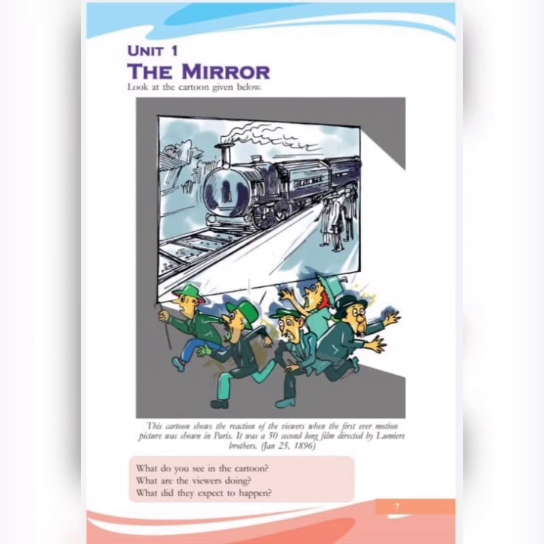Then, here are 3 questions in the textbook about this cartoon. What do you see in the cartoon? What are the viewers doing? What did they expect to happen? Write it in your notebook. Write the answers of these 3 questions in your notebook. First, write Unit 1, the mirror. Then, write the 3 questions and their answers.